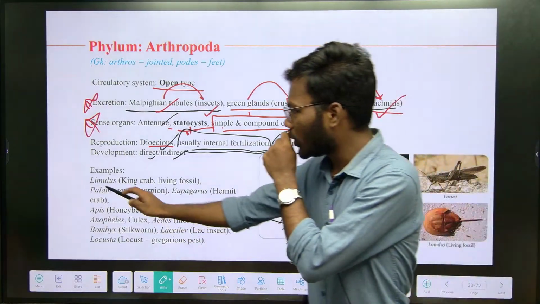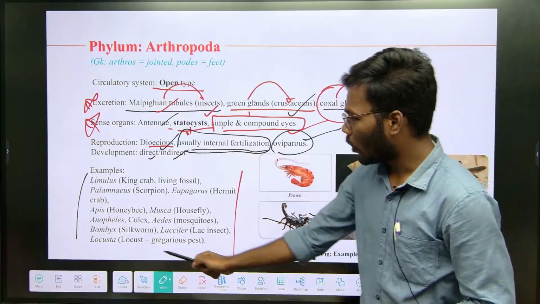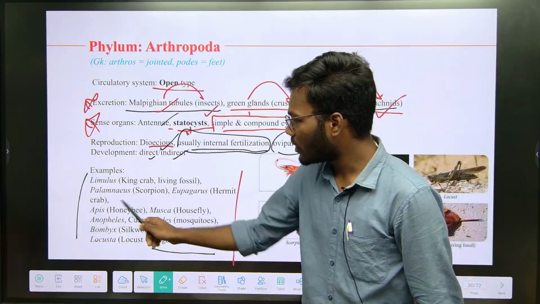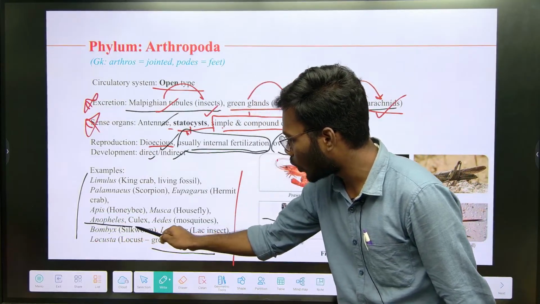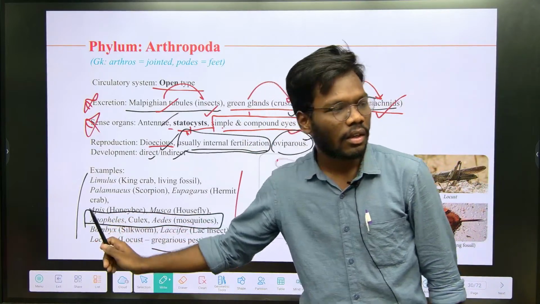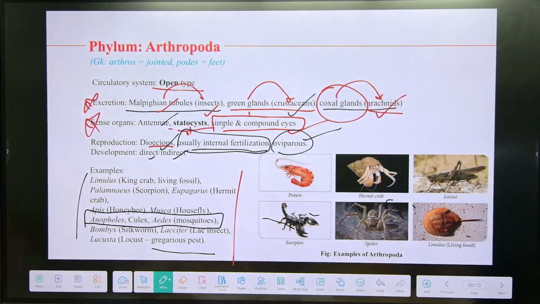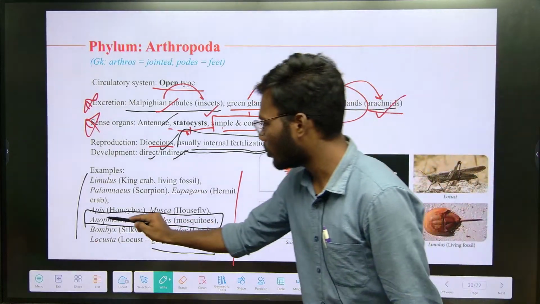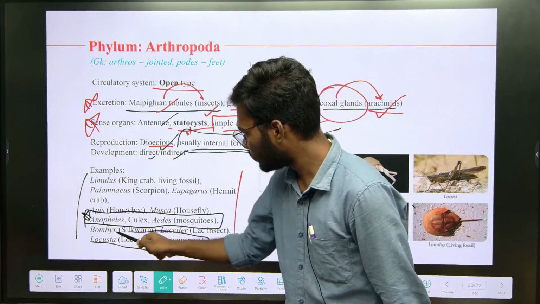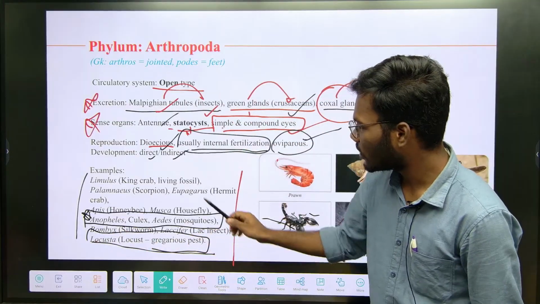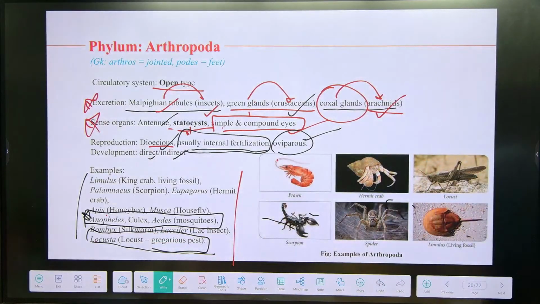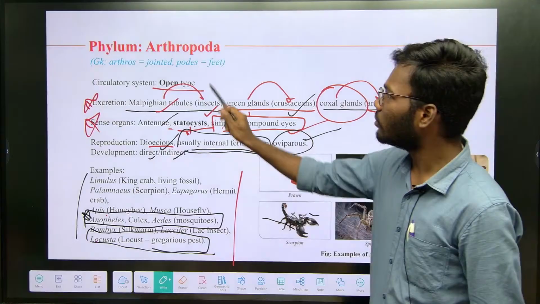These are the examples, and you have to remember all of them. Locusta, a gregarious pest. Lac insect, Laccifer, Apis, the honeybee. Anopheles, Culex, Aedes mosquitoes: these are vectors, through which pathogens enter our body. Locusta is a pest, and Laccifer, lac insect, and Apis honeybee are all economically important species. Those are the examples for phylum Arthropoda.